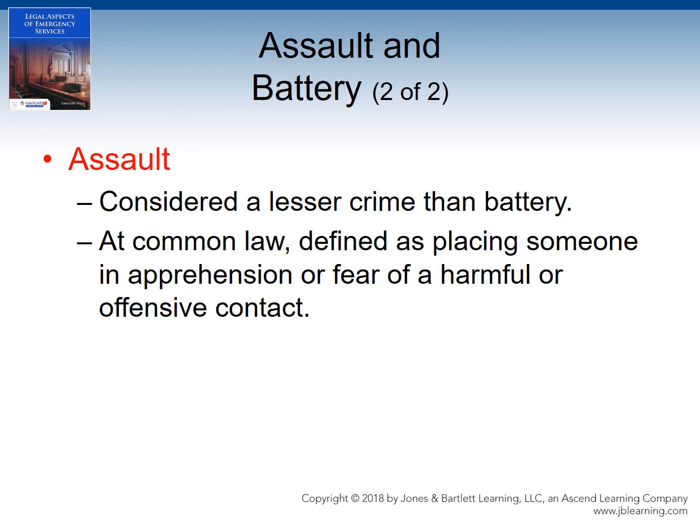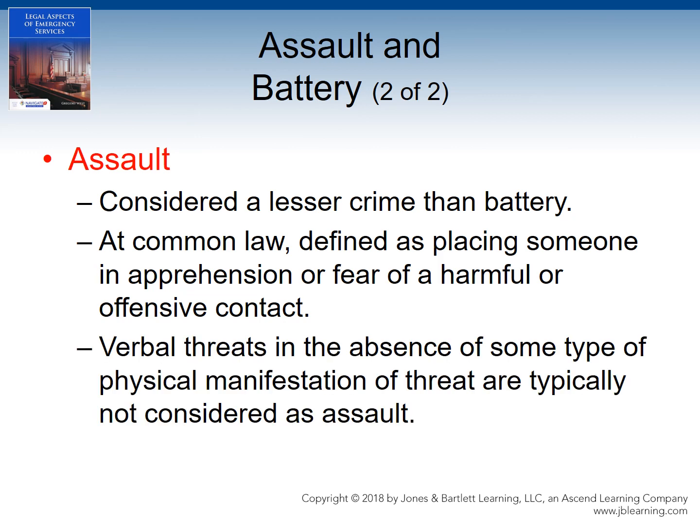As far as assault is concerned, verbal threats in the absence of some type of physical manifestation of the threat are typically not considered an assault. Sticks and stones may break my bones, but words will never hurt me is the spirit of that requirement. There must be some imminent likelihood of a battery, that harmful or offensive touching, for an assault to occur.